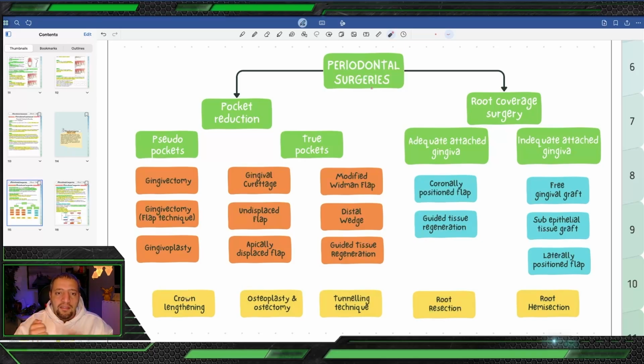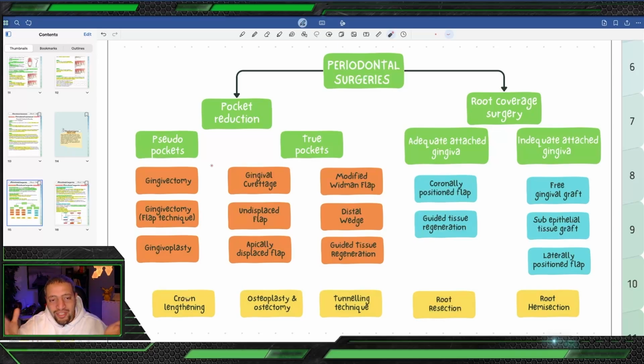Techniques are divided into 3 main categories. The first one is pocket reduction. Before we pick the surgery, we should know about the incision. We have most commonly horizontal, which is a scalloped one. Then we have external bevel, internal bevel, sulcular, subsulcular, and submarginal. I think you know the difference now. What I need you to know is the following: for each surgery, the indication, contraindication, type of incision, when to be used, advantage, and disadvantage.